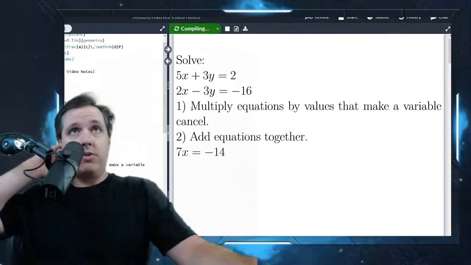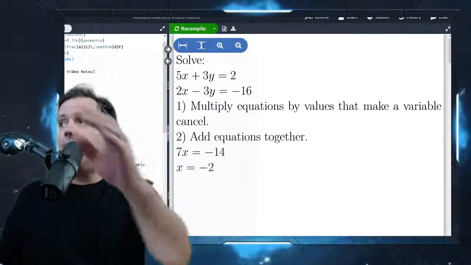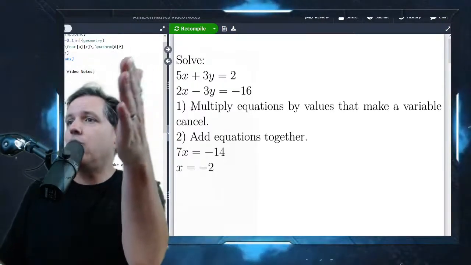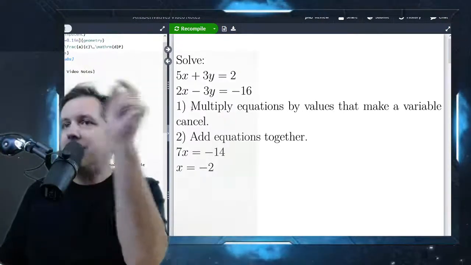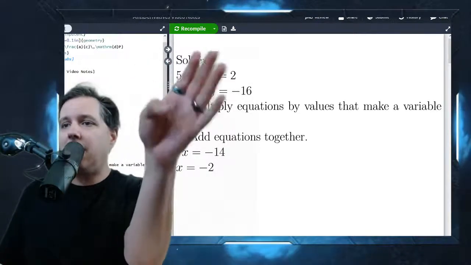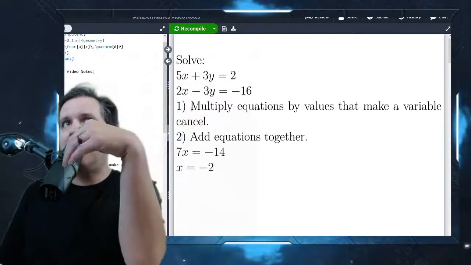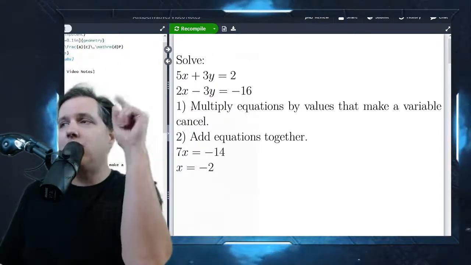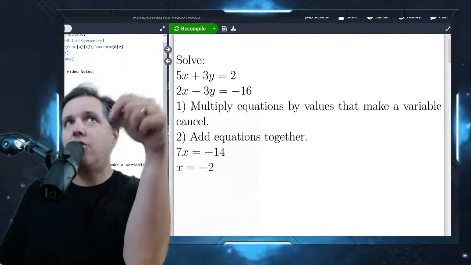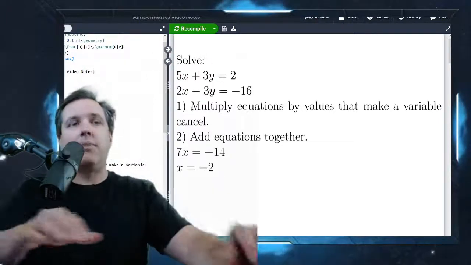Okay? Once we know that x equals negative 2, now the good news is from this part on, once you've solved for one variable, the rest of our work in this problem is exactly like we did for substitution. These two methods only differ in the beginning. The end is the same. So remember what we did for substitution. Once we found one variable, we plugged it into one of the original equations and solved for the other one. That's all I'm going to do right here.